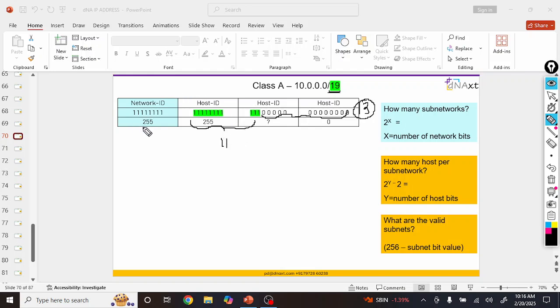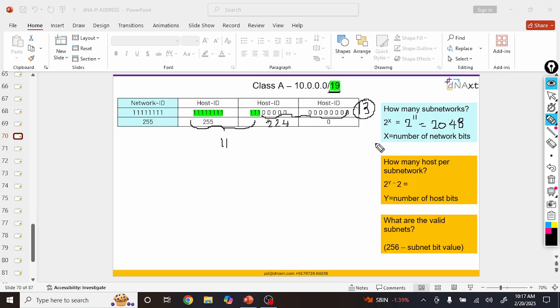Let's write down its subnet mask. It's 255.255.224.0, right? 128 plus 64 plus 32, that is 224.0. How many subnetworks will we get? That is 2 to the power 11, which comes out as 2048.